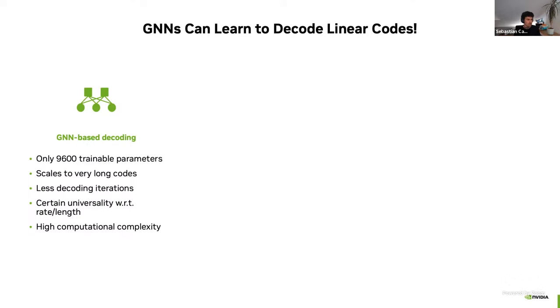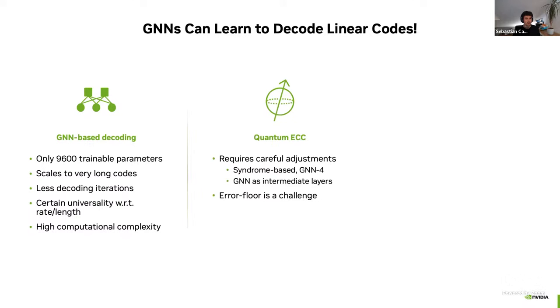But we should also not oversell the results. So we have a high computational complexity, still a lot of MLPs, a lot of computations are required to decode. On the other hand, it depends on the application. If we focus on quantum decoding, it might be totally okay to spend the computational complexity here.